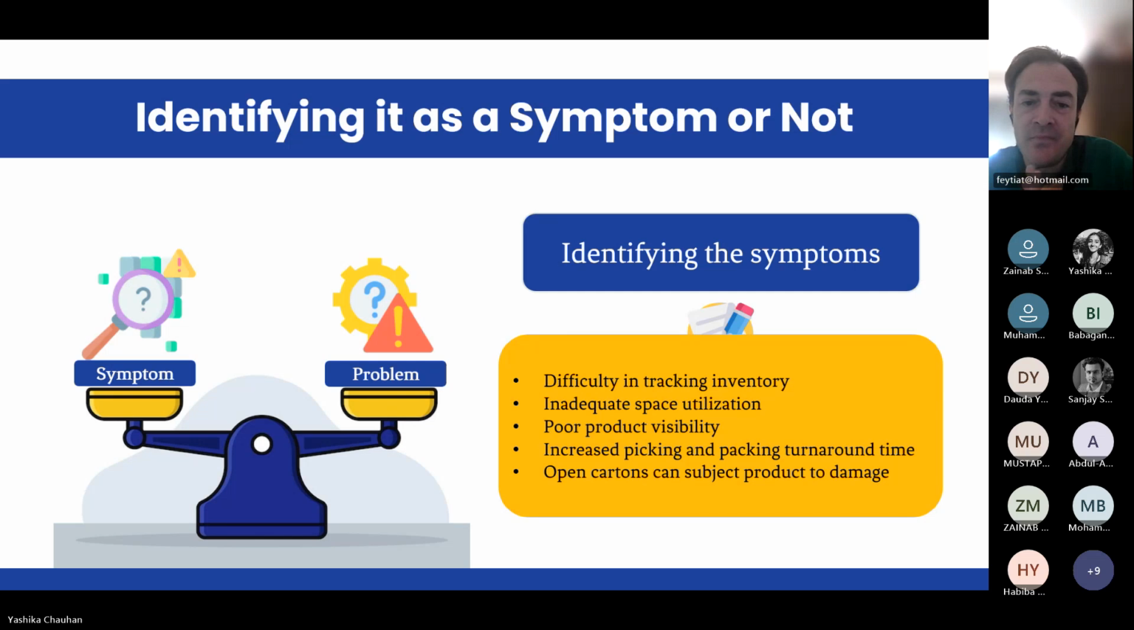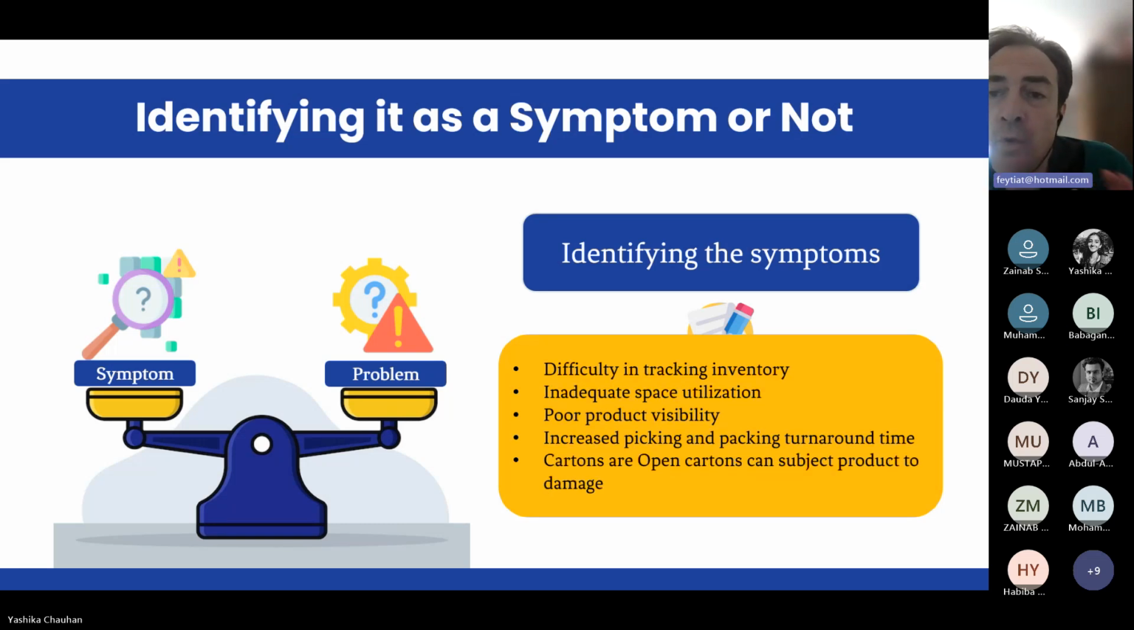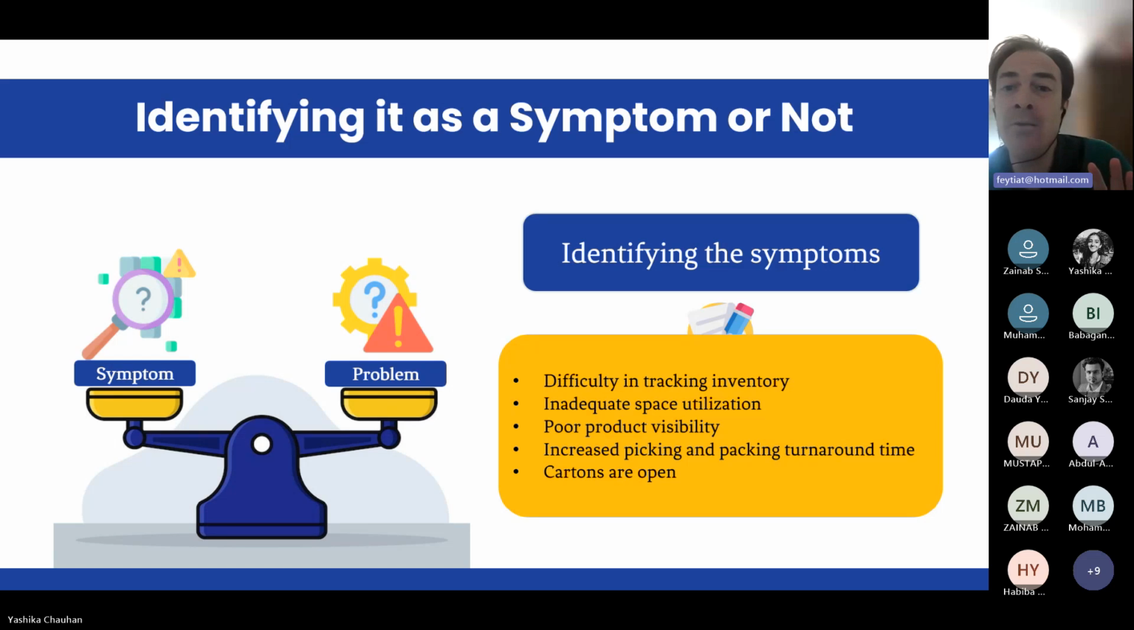Here, point number 5, open carton can subject product to damage. You're right, but it's a consequence. It's not a symptom. What probably you wanted to say here, to be extremely crystal clear, is that cartons are open, in brackets. They should not be open because carton and product will be open to damage. This is probably what you say.